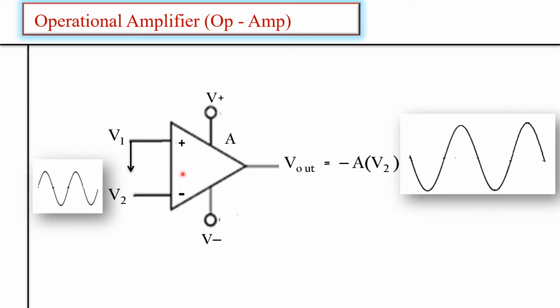Likewise, whenever we are applying input to the negative terminal and grounding the positive terminal, the output of the amplifier will be V out equals A into (V1 minus V2). So V1 is 0, so it is minus A into V2, because the difference between the two input terminals will be 0 minus V2, that is minus V2.